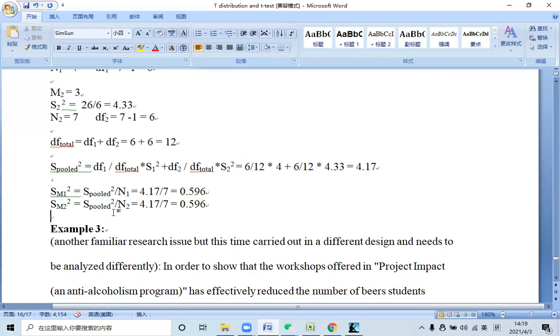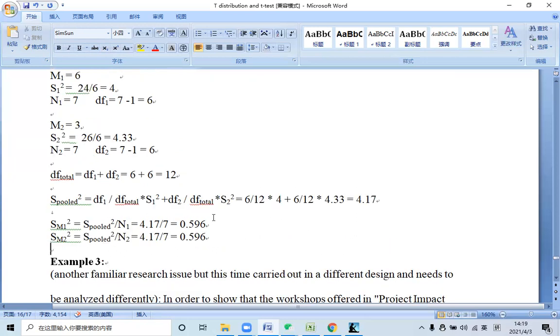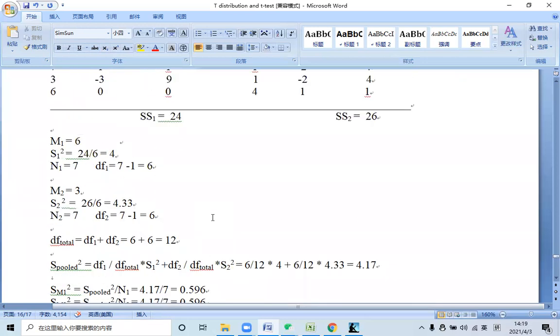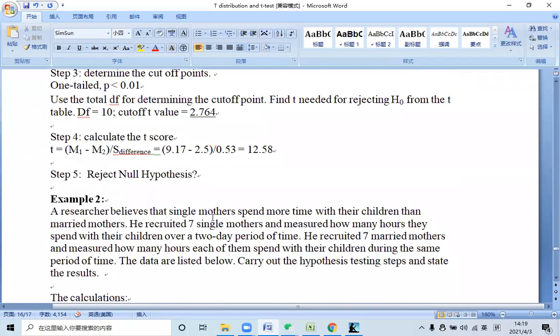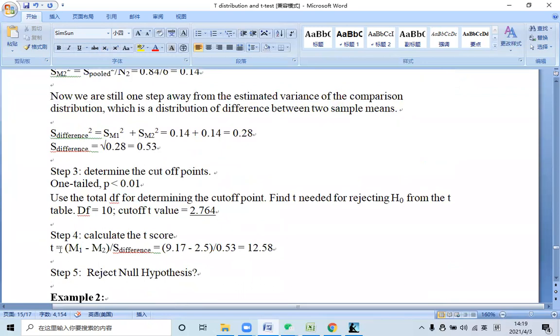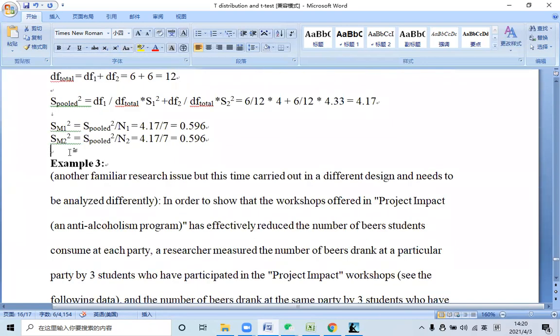And we got two estimates of the distribution means, but we are interested in the difference between two means, mean 1 minus mean 2. That means we need to estimate the variance of the difference between the two means. We need to add them.